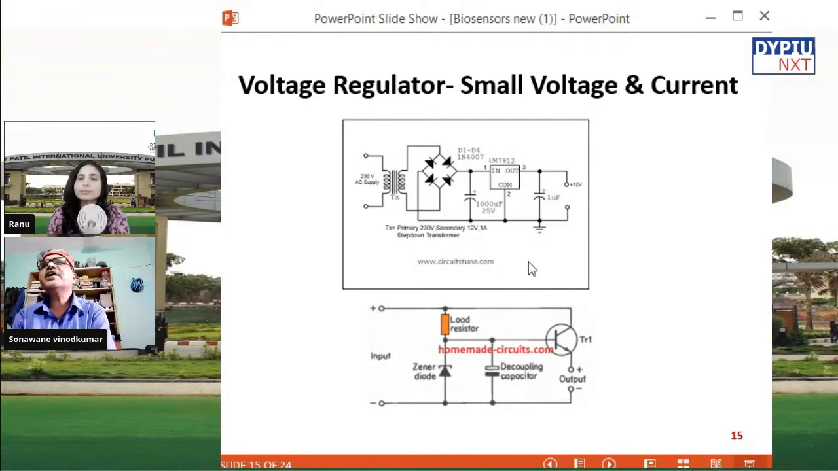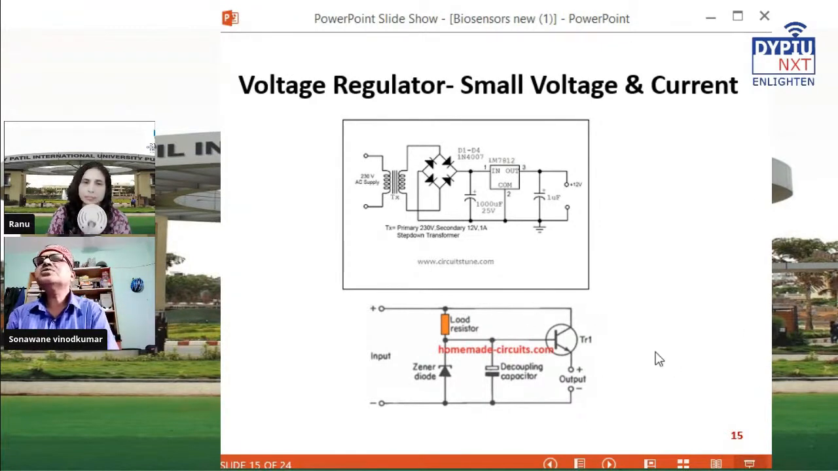If you give any unregulated power supply as input to pin number 1, with the base pin of the IC at the ground, it will give an output which will be a constant voltage. And the voltage will be constant, and this is the main need of any biosensor or any electronic device. That is why I have shown this.